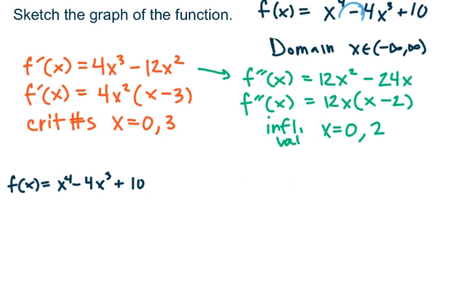I'm going to just space those out a little better. We have 0, 2, and 3. So 0, 2, and 3, these are x values. All right.